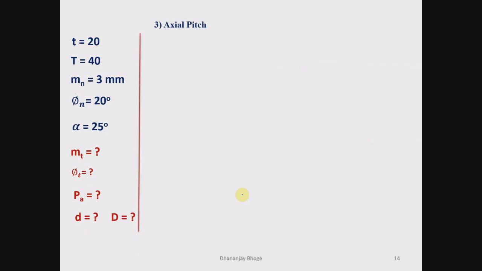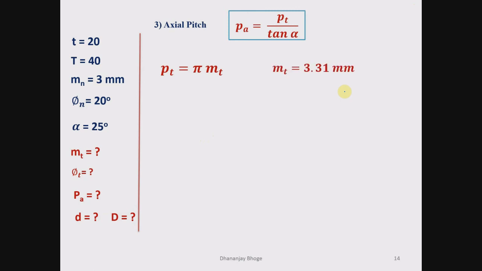नंबर थ्री काय फाइंड आउट करायचं? एक्शियल पिच विच इज इक्वल्स टू पी टी अपॉन टॅन ऑफ अल्फा. ट्रान्सवर्स पिच अपॉन टॅन ऑफ अल्फा. आता इथे गडबड आहे, वॉट वी डोंट नो पी टी. ट्रान्सवर्स पिच, मग ट्रान्सवर्स पिच कसा काढायचं सांगा कुणीतरी. हाऊ टू फाइंड आउट दिस पी टी? येस, बाय एम टी. एम टी आपल्याला माहिती आहे 3.31, सो पी टी इज 10.39.